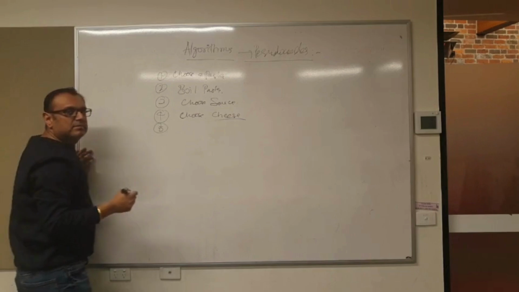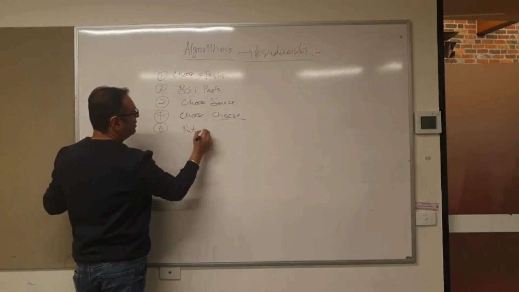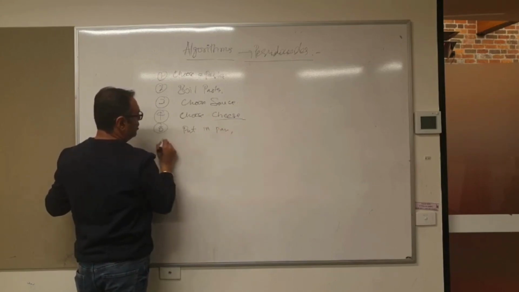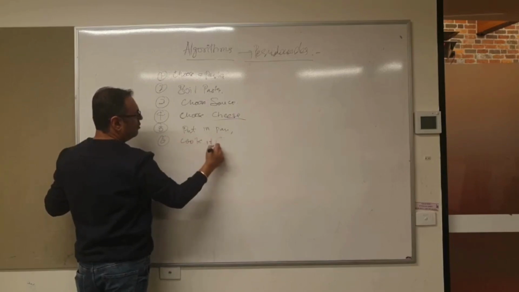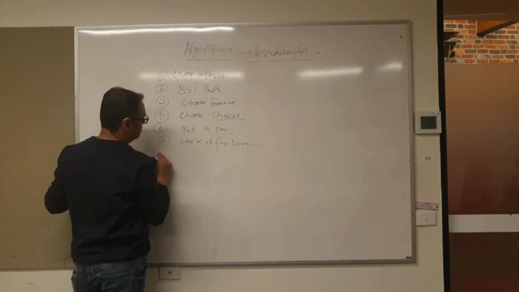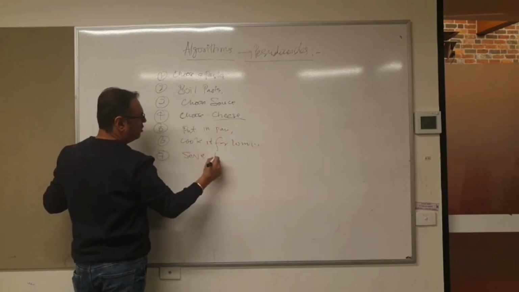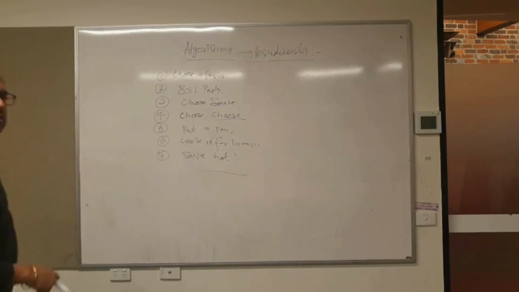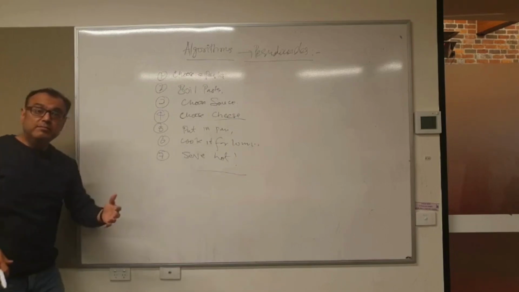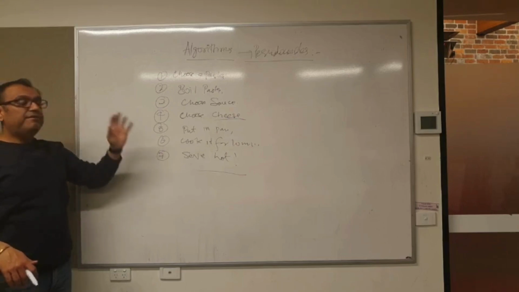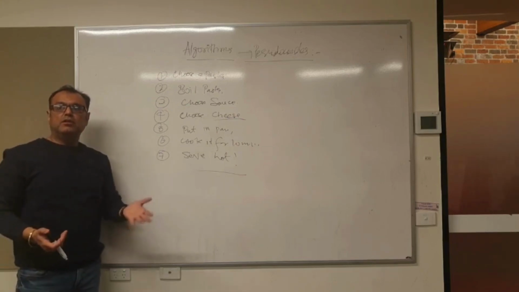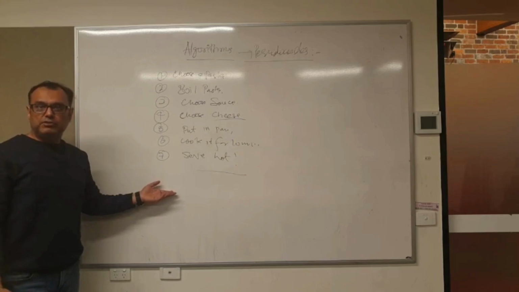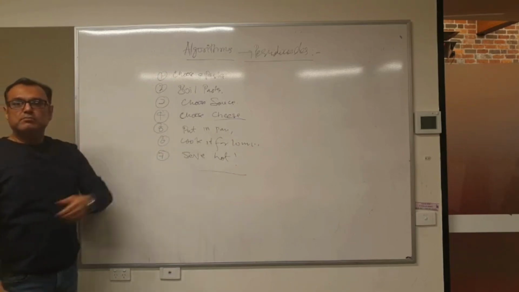Then what? Put everything in a pan, and then maybe cook it for 10 minutes. Serve hot. Finish. That's an algorithm. Algorithm is the very plain English view of solving any problem. We do it day in, day out, right? So that is nothing but algorithm.